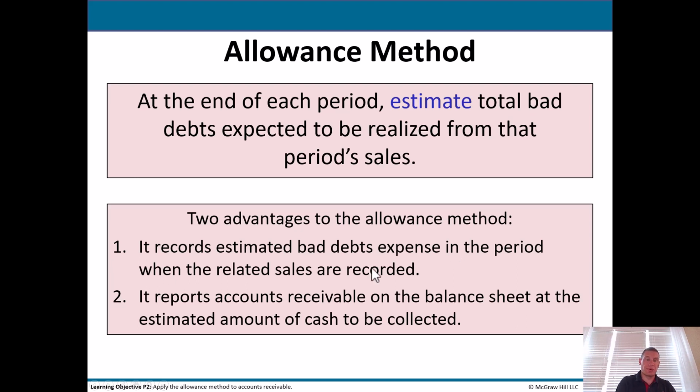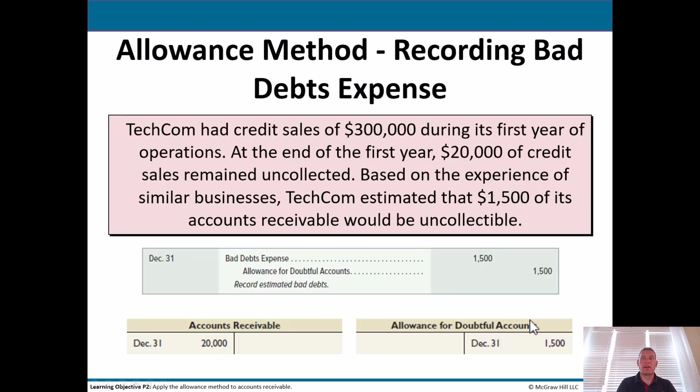The first one is it records estimated bad debts expense in the period when the related sales are recorded. So we're doing a better job of the matching principle. And number two, it reports accounts receivable on the balance sheet at the estimated amount of cash to be collected. So that maybe speaks to the conservatism principle in accounting. Let's talk about recording a bad debt expense under the allowance method.